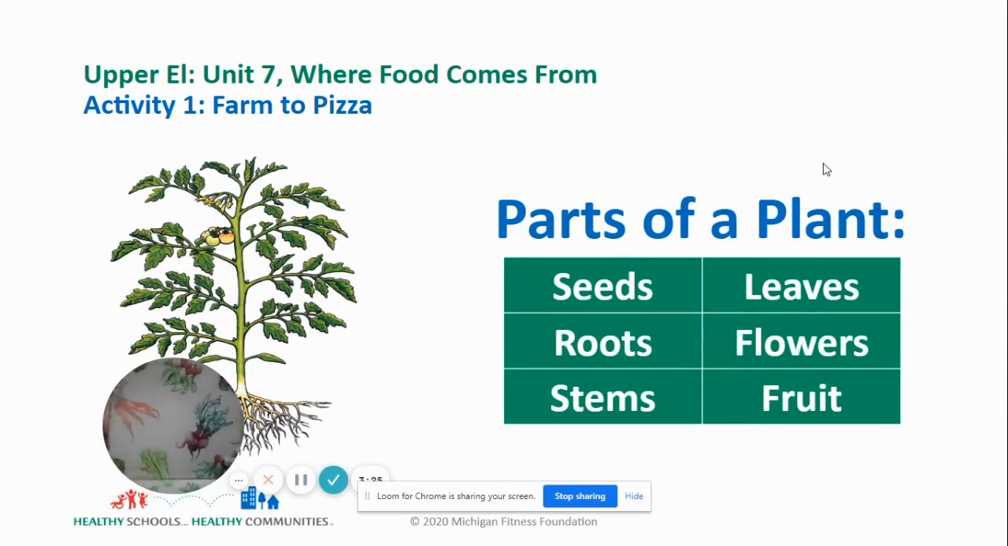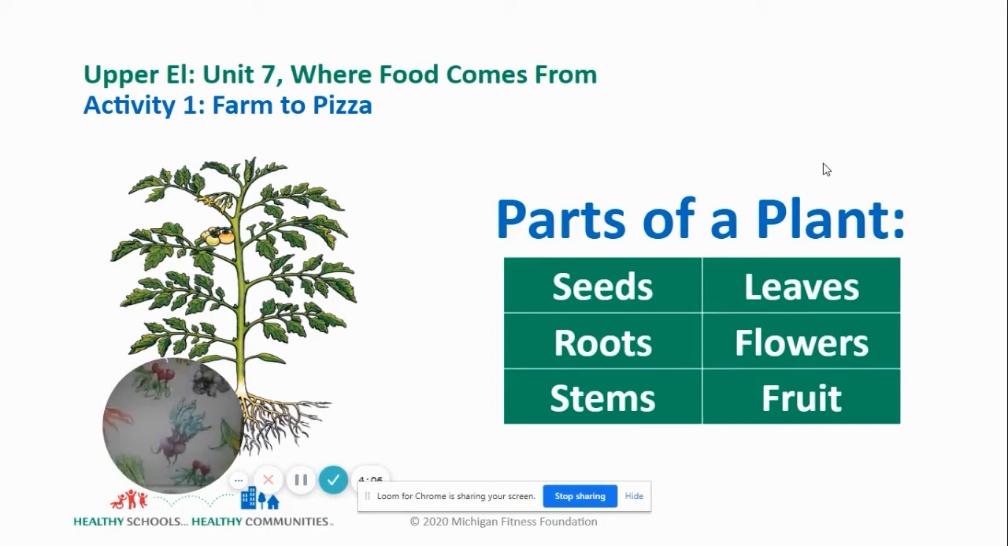All right, this is celery. What part of the plant do you think celery is? Celery is the stem of the plant. The stem supports the plant. It also provides the pathway for water to go from the roots to the leaves. All right, next we have corn. What part of the plant do you think corn is? Corn is the seeds. This is where the new plant grows from.